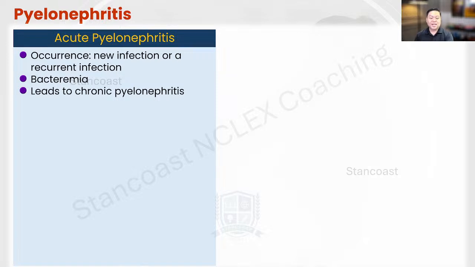All right. Now, for the assessment findings, you've got to pay attention here because there are some similarities. However, there are so many variations here. For the acute pyelonephritis, the person will experience a high fever. Of course, this is the normal body response to fight off the invading microorganism. And there will be some chills.